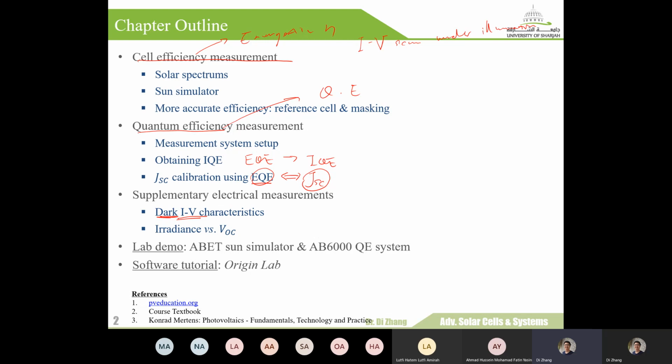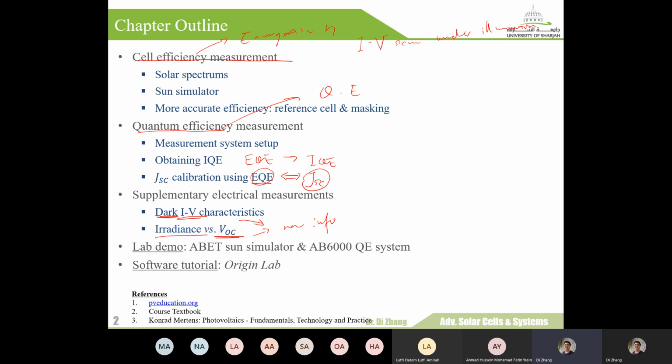It can show you additional features or additional information that you will not be able to find under illumination. Okay, and then besides the dark IV, we would also like to show you that if you just measure V open circuit for the solar cell under different irradiance, from there you can also extract new information. So we would like to show you what measurements you can perform on your solar cell that will let you learn new insights into how you can improve your solar cell performance.